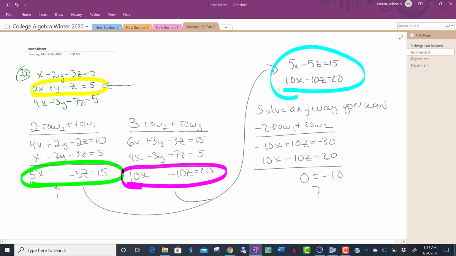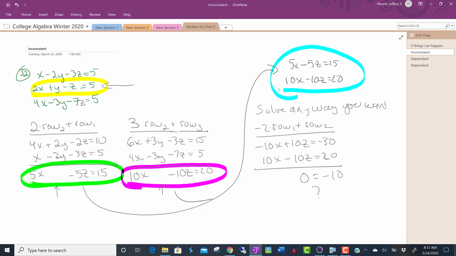3 times the second row added to the third row will cancel out the y there. And again, that's what I wanted. I wanted to get rid of the y from those two equations. And this is perfect. This is exactly what I was looking for.